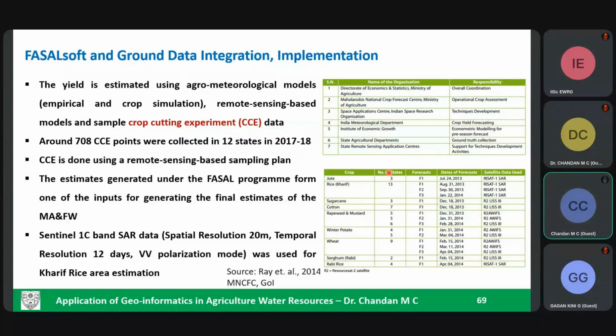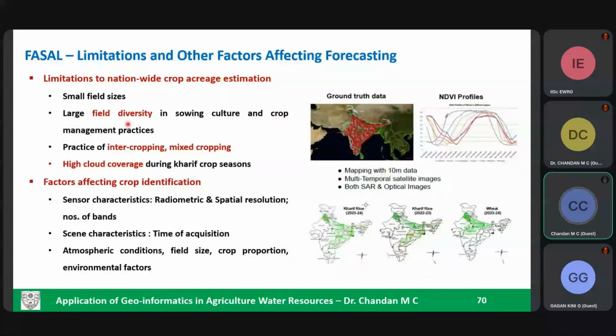And there are some limitations of FASAL, because of varied crop practices in India. Large field diversity is there, intercropping is there, mixing of crops is there. Within 1 acre, a farmer is able to produce so many crops. So how to identify the yield in that particular case? And as we mentioned, the high cloud coverage during the Kharif season is also one of the major disadvantages.